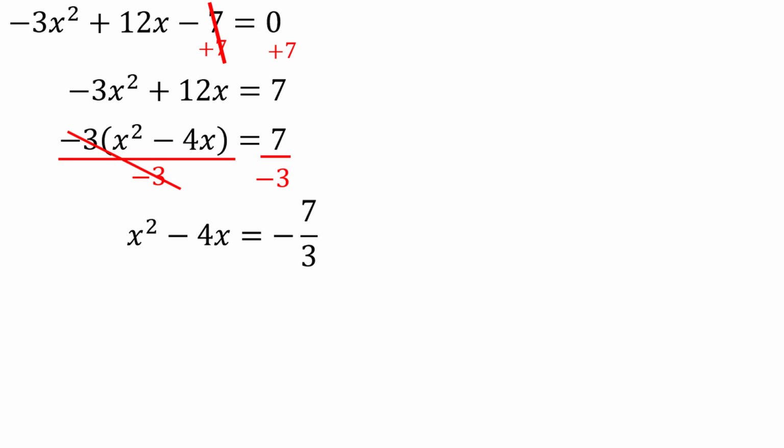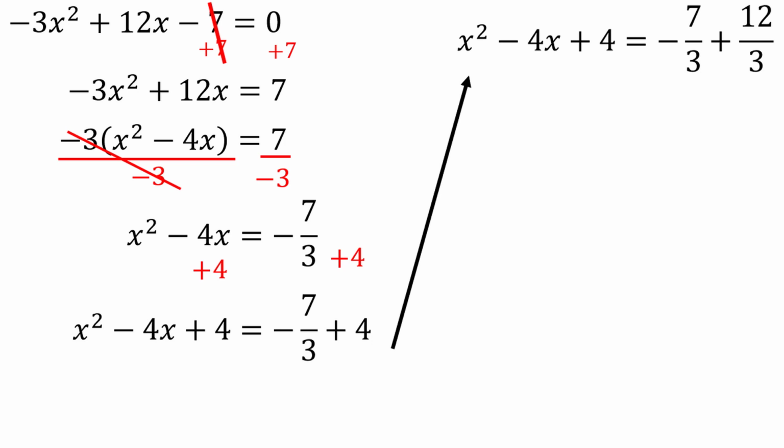Let's add half of the coefficient on the x term squared to both sides. Half of negative 4 is negative 2. Negative 2 squared is positive 4, so we must add positive 4 to both sides. We have x squared minus 4x plus 4 is equal to negative 7 over 3 plus 4. 4 can be rewritten as 12 over 3, so we have negative 7 thirds plus 12 thirds on the right-hand side. This is the same thing as 5 thirds on the right-hand side.